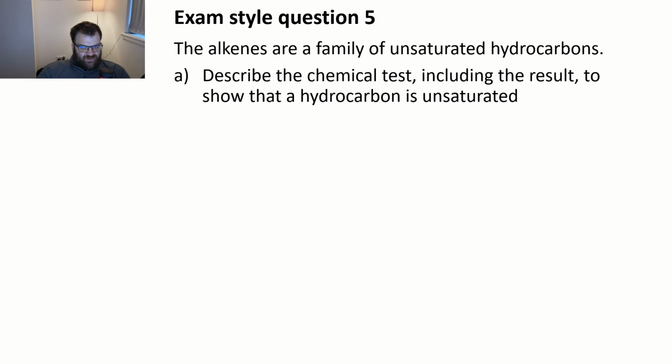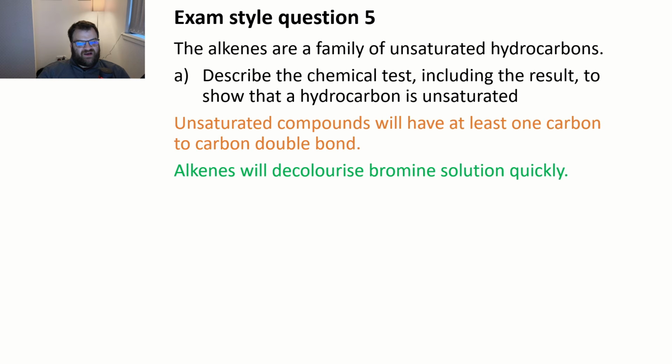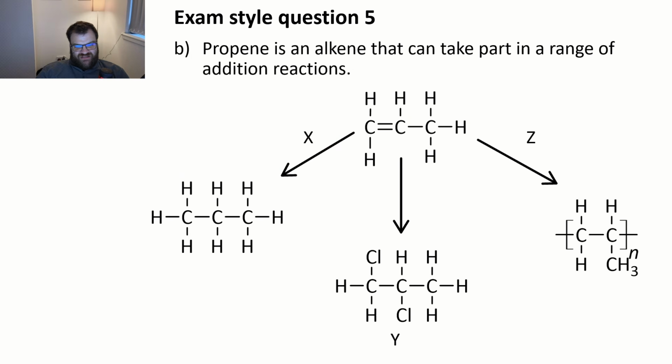Next one, we're asked about the test to see if something is unsaturated. We'll have to remember that unsaturated means it has at least one carbon-to-carbon double bond, and an alkene would decolorize bromine solution quickly. Next one, we're looking at different reactions that an alkene can undergo.